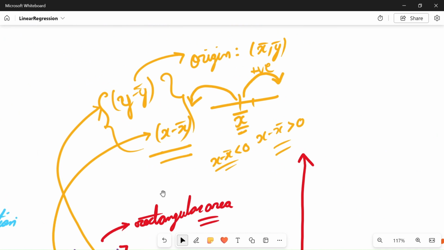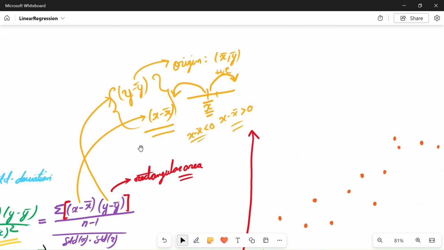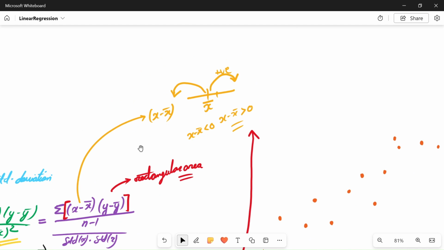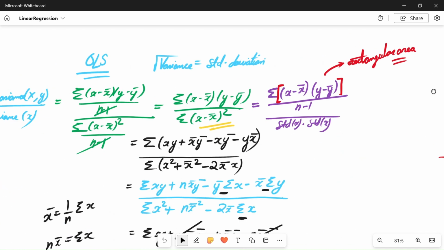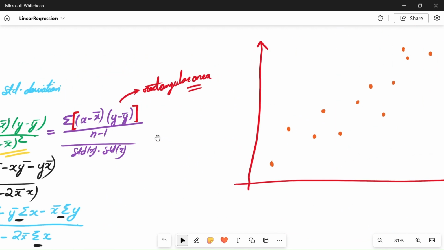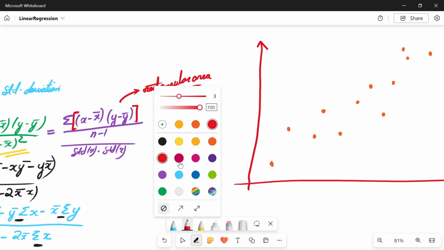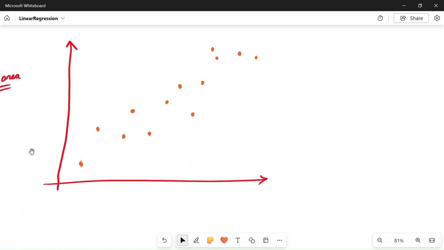So this is something that I want you to take note of: the shifting of origin part. Okay, so now we have a new origin for our expression, right? Now we have a new origin for our OLS, and if it is having such a new origin, then we should highlight it as well, right? So let me choose purple. So this is, let's say, x bar and this is y bar.